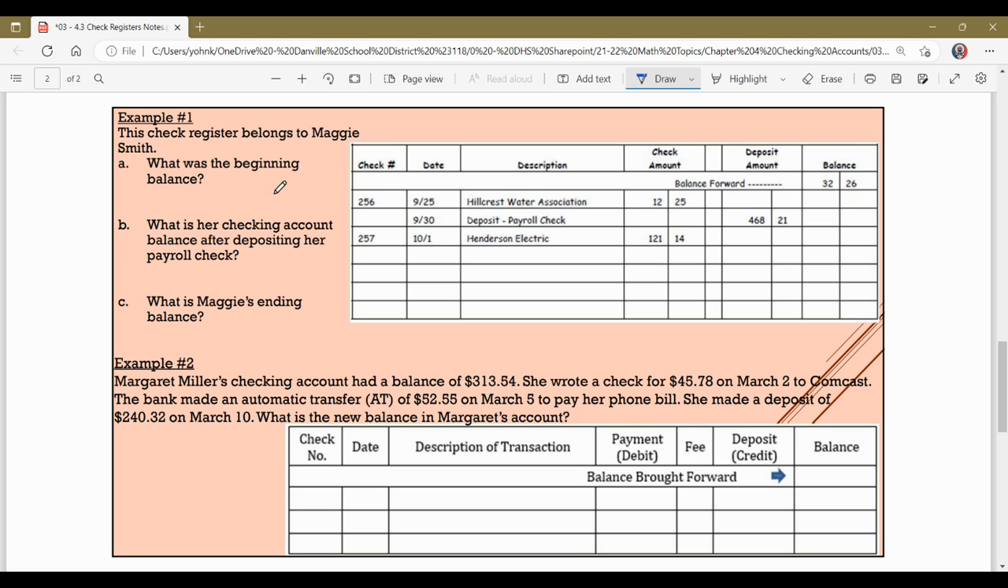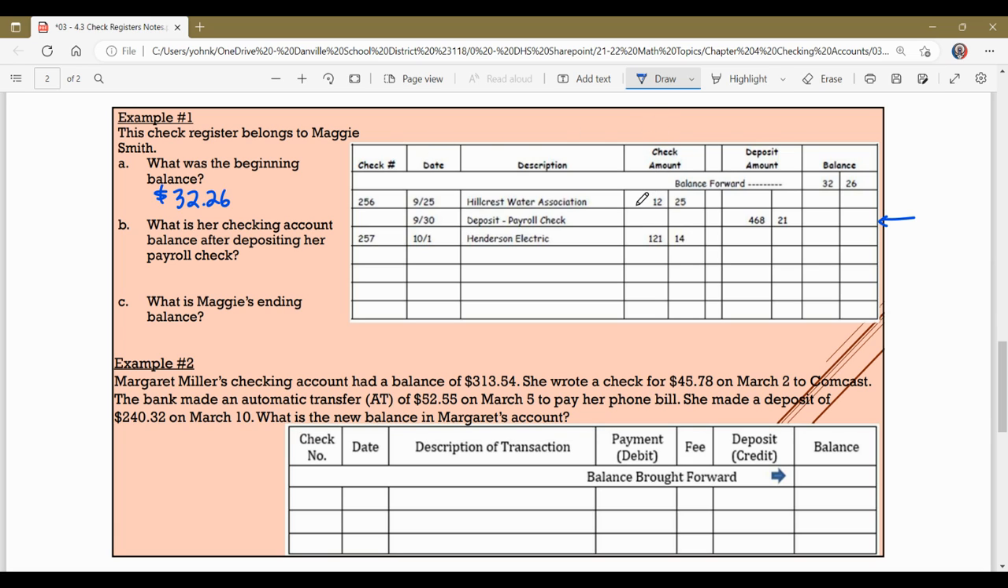So what was the beginning balance? Well, balance forward is another way of saying beginning balance. It was $32.26. What is her checking account balance after depositing her payroll check? Well, that means I need to figure out what her balance is right here. So let's learn how to do balances.